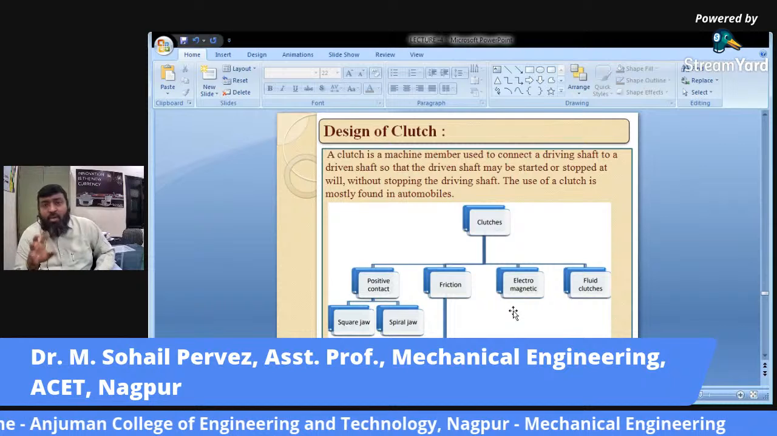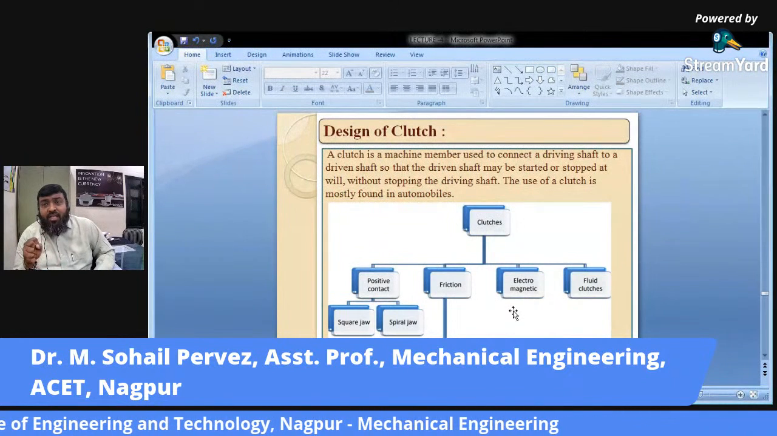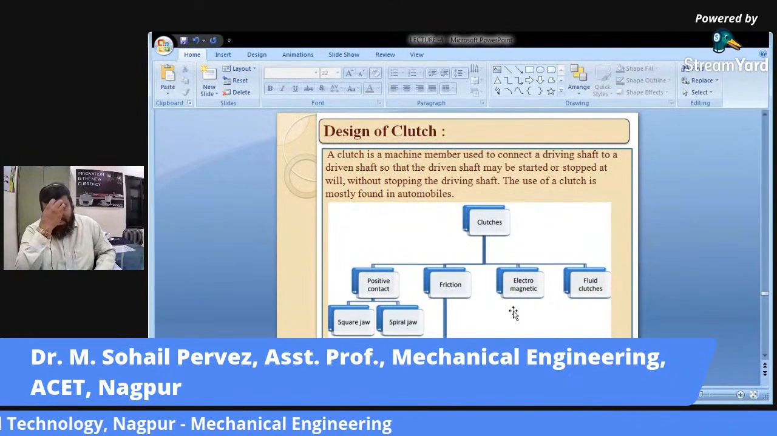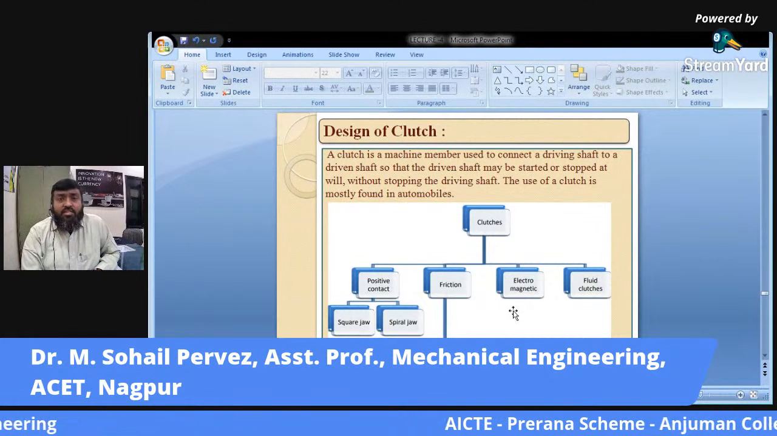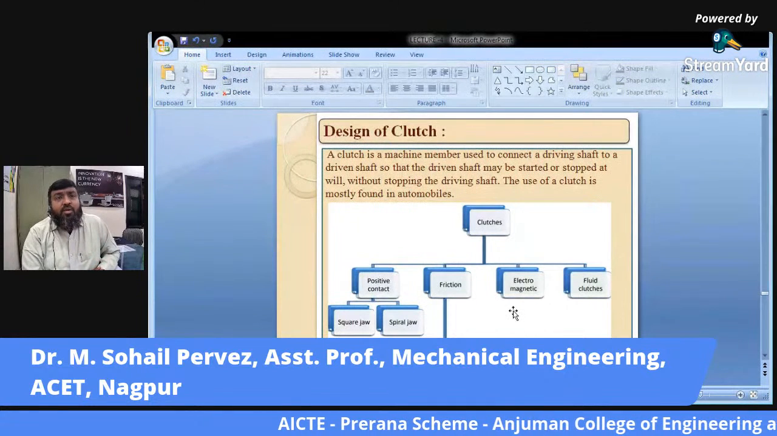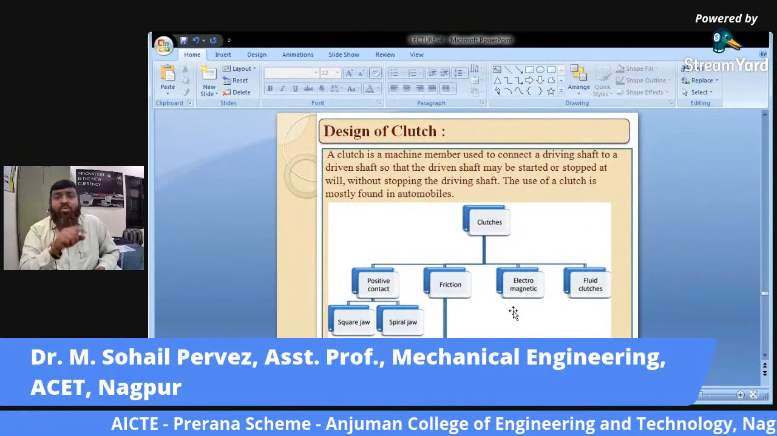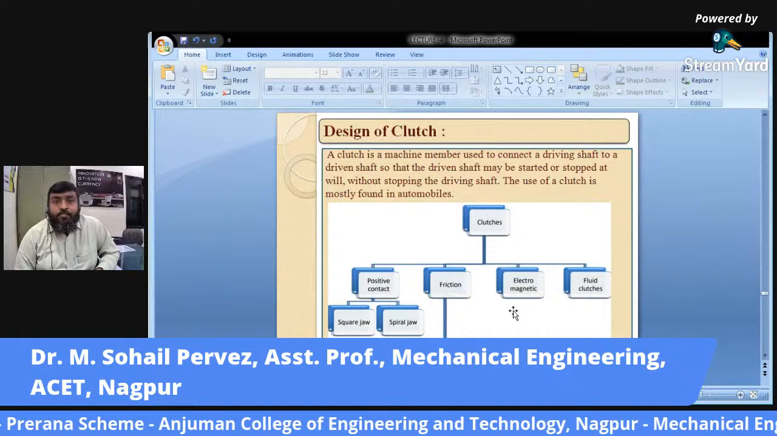The clutch is an important element in the power transmission system. Take the example of our commercial vehicles or passenger vehicles. Now, what is the basic outline of your transmission?